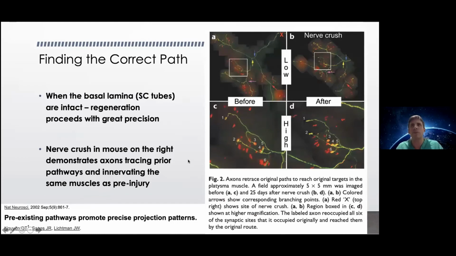So as we went over that basal lamina, the disruption of the basal lamina really will determine the severity of the injury and how well the body can repair it. Because if the basal lamina is intact, like a crush injury, well, then the axons proceed back down their specific paths with a high degree of precision. And you can see that here in this model where they show before and after exact same axonal patterns.